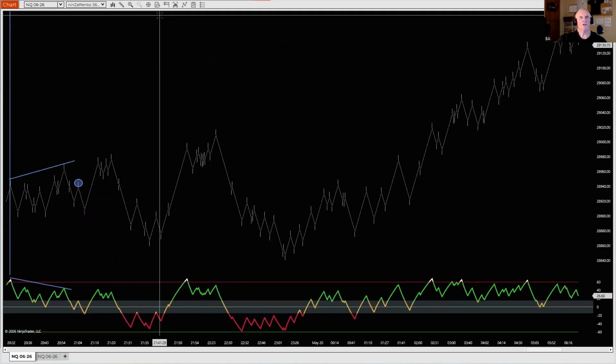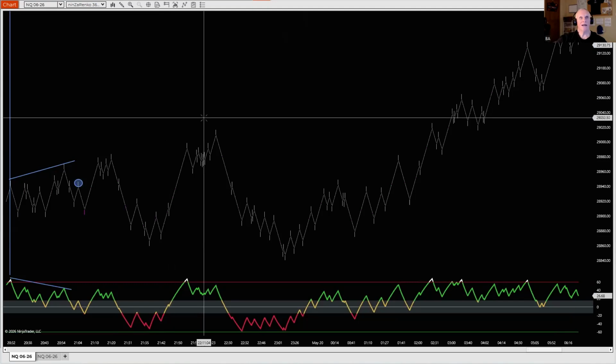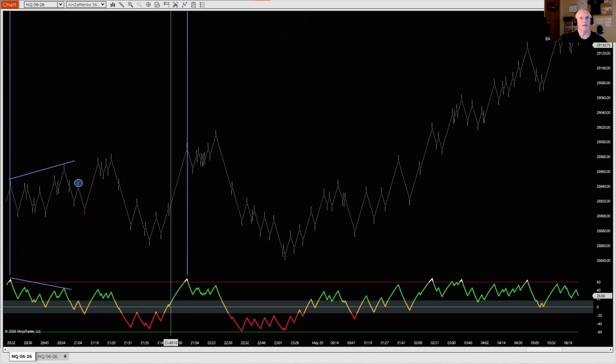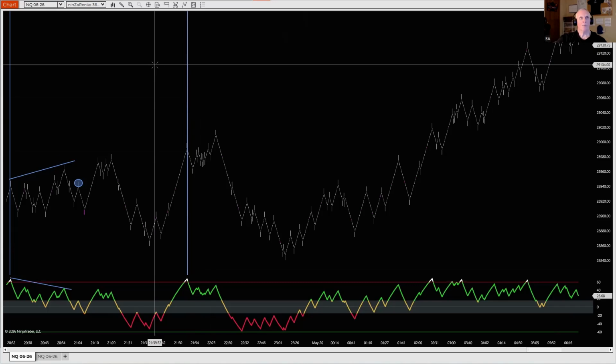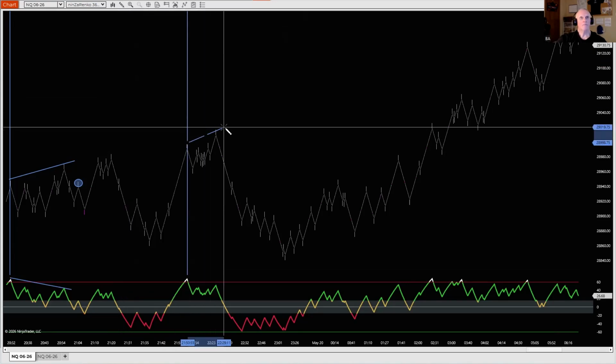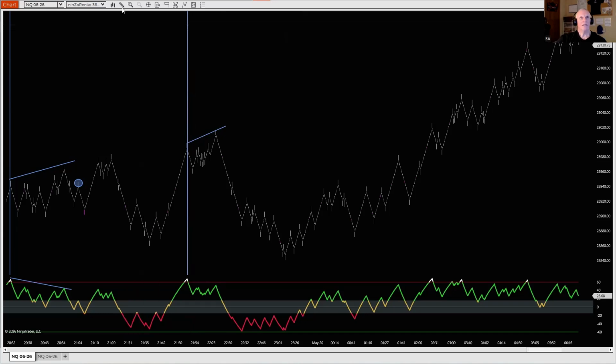Now let's take a look over here. There were some really nice trades in the overnight session using the divergence. Clock starts there. First probe above. We get higher price. We get lower indicator read. We get the first setup right there.